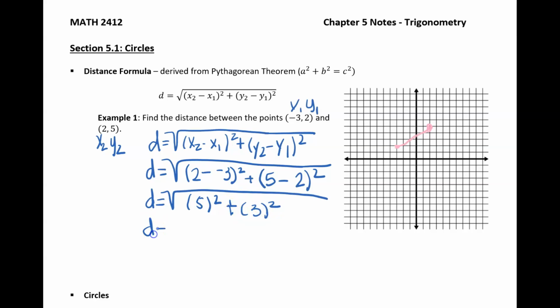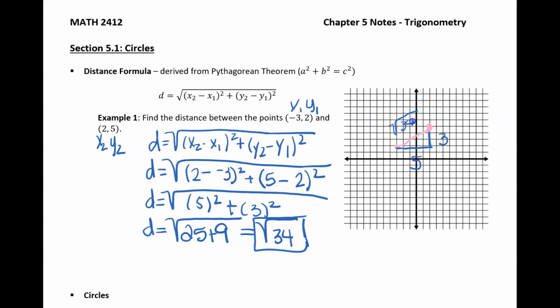Now we're just doing a little arithmetic. So it gives me the square root of 25 plus 9. So we're looking at the square root of 34. But it's just a matter of taking your formula, plugging in your 2 points, and then going from there. We can see from this that if we went this direction, that would be a leg of 5. If we went this direction, that would be a leg of 3. And then we could see over here that this would be the square root of 34.